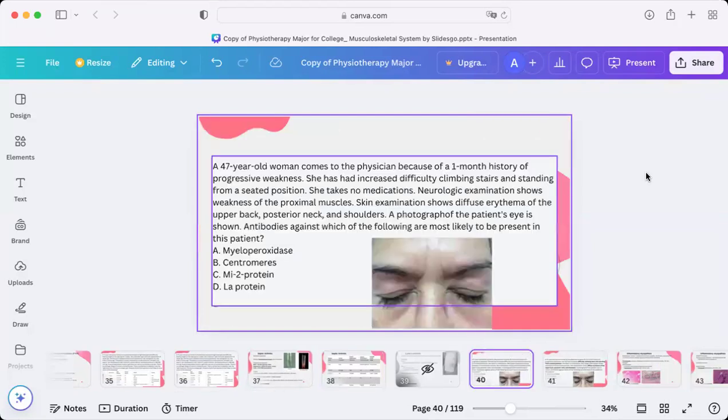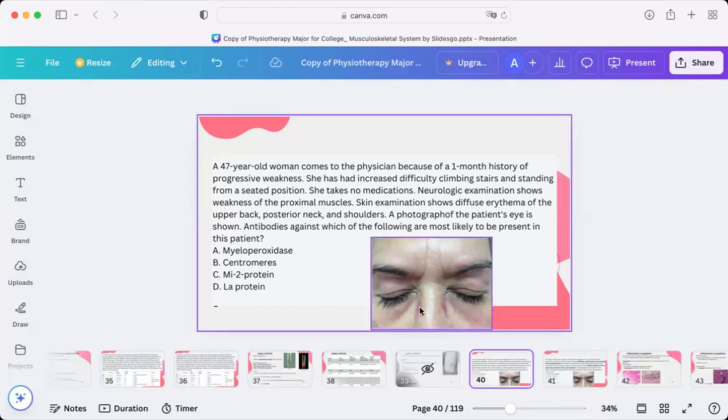Good job. You guys are answering perfectly. Our next question is a 47-year-old woman that comes to the physician because of a 1-month history of progressive weakness. She has had increased difficulty climbing the stairs and standing from a seated position. She takes no medications. Neurologic examination shows weakness of the proximal muscles. Skin examination shows diffuse erythema of the upper back, posterior neck, and shoulders. A photograph of the patient's eye is shown. Antibodies against which of the following are most likely to be present in this patient? Is it myeloperoxidase, centromeres, Mi-2 protein, or that protein?